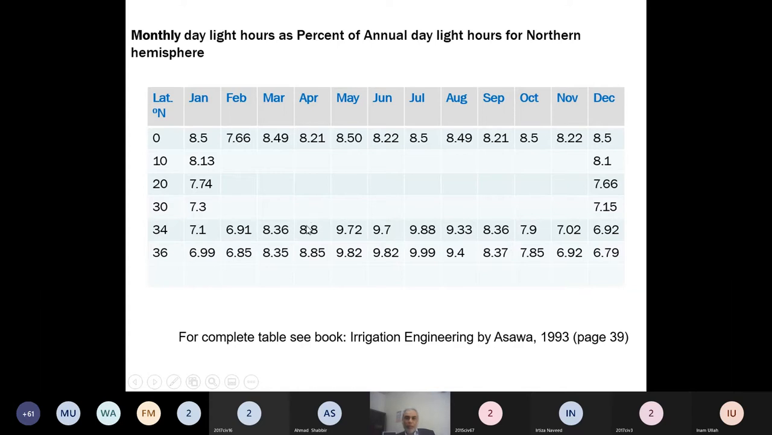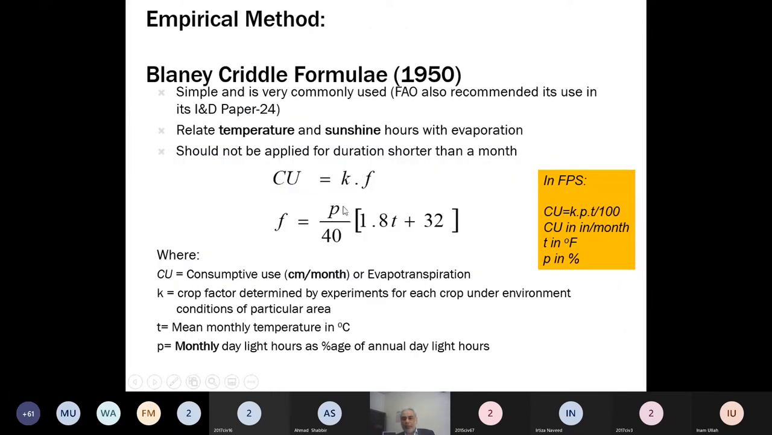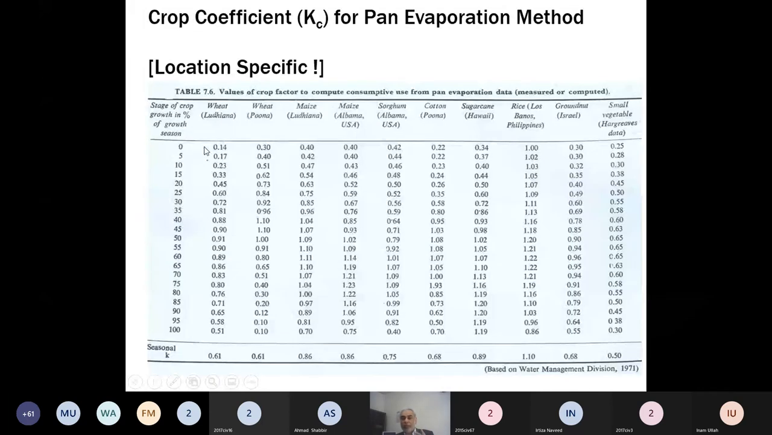And if it is April for Lahore, it will be taken as 8.8%. So if I have the percentage sunshine hours from tables like that one, and if I have from the climatic station the average or mean monthly temperature in degree centigrade, the F factor can be calculated. This K factor will come again from literature. If somebody has given me the cropping factor for different crops for the Blaney-Criddle formula, then I will be using that cropping factor. Or I will be using the cropping factor for the pan evaporimeter.